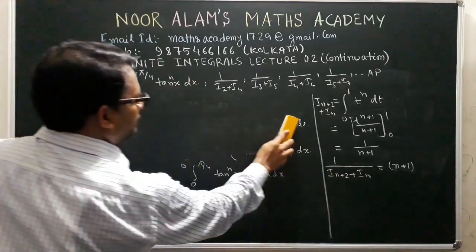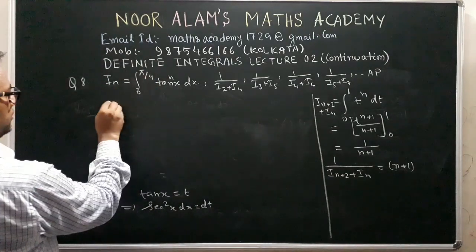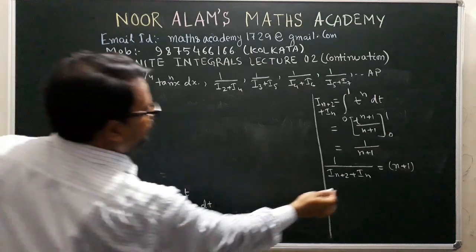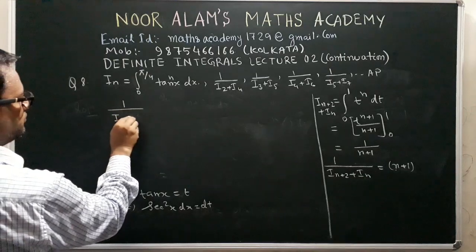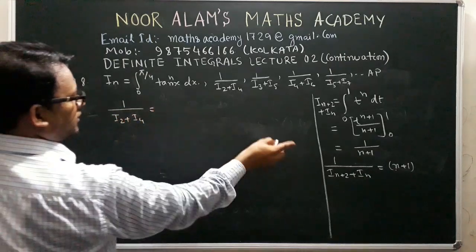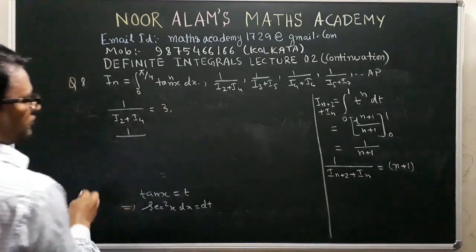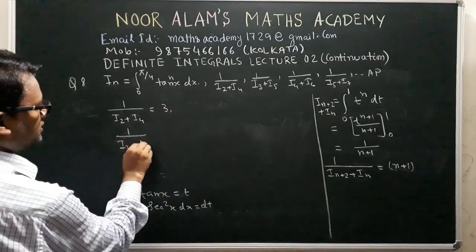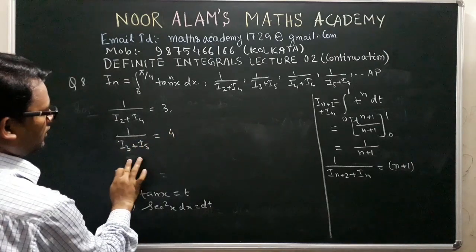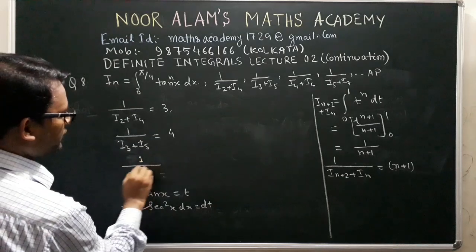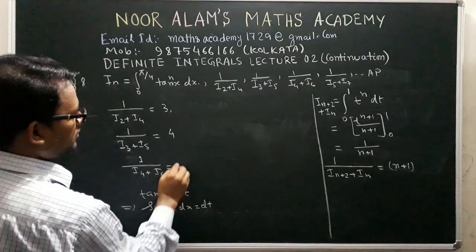Okay, so now here I am putting n is equal to, suppose n is equal to 2. So what we have? 1 by (I2 plus I4). So when n is equal to 2, the value is 2 plus 1, 3. Then put n is equal to 3. So what we have? I3 plus I5, the value is 4. Next put n is equal to 4. So then we have I4 plus I6, whose value is nothing but 5.